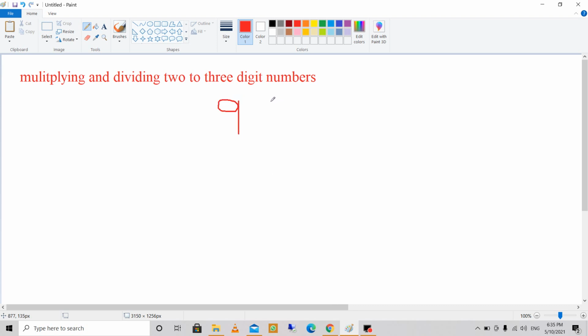Let's solve a simpler one now with a two digit number. For example, the next question is to multiply 95 with 41.